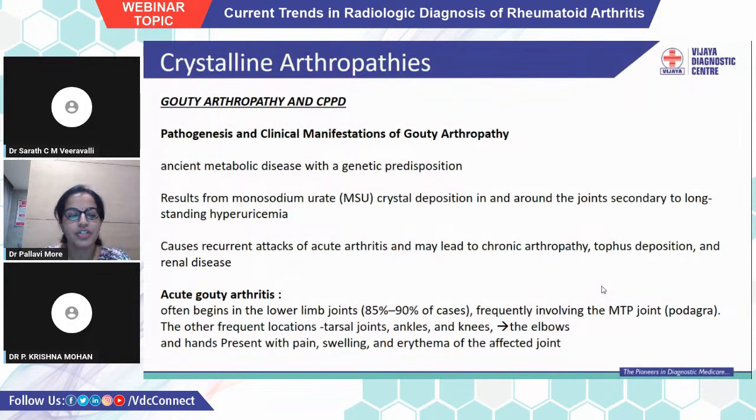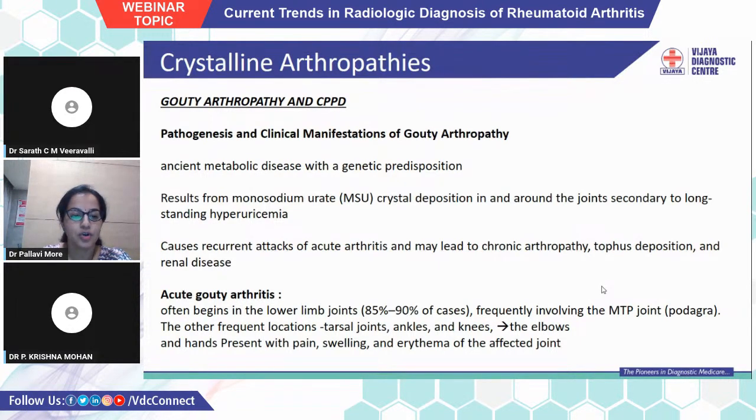While discussing the differential diagnosis, first I would like to discuss crystalline arthropathies, which include gouty arthropathy and the calcium pyrophosphate deposition arthropathy. Gout is an ancient metabolic disease with genetic predisposition. It results from monosodium urate crystal deposition in and around the joint secondary to long-standing hyperuricemia. It causes recurrent attacks of acute arthritis and may lead to chronic arthropathy, tophi deposition, and renal disease.